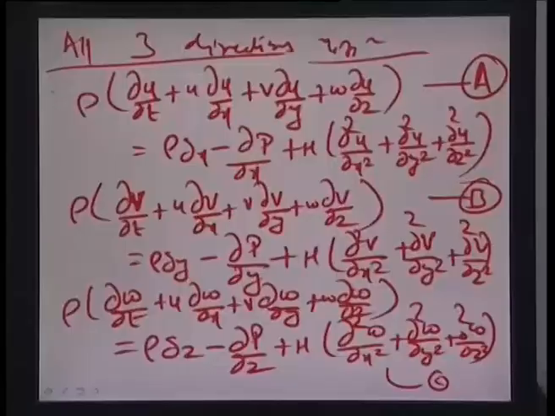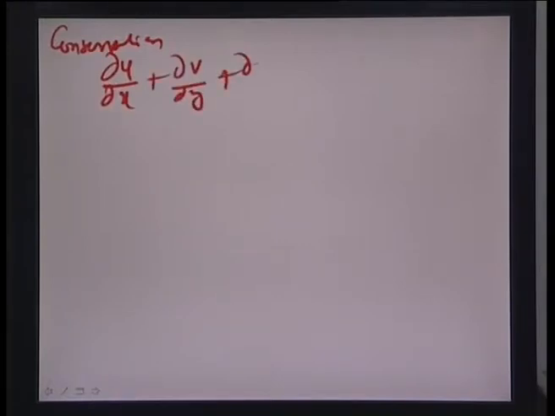So therefore I would like to represent all three of these equations by a notation, and before that let us write the conservation of mass again. Conservation of mass, as you know, is del u by del x plus del v by del y plus del w by del z equal to 0 for an incompressible flow, and therefore I can notate this in a more appropriate manner as del ui by del xi equals 0.